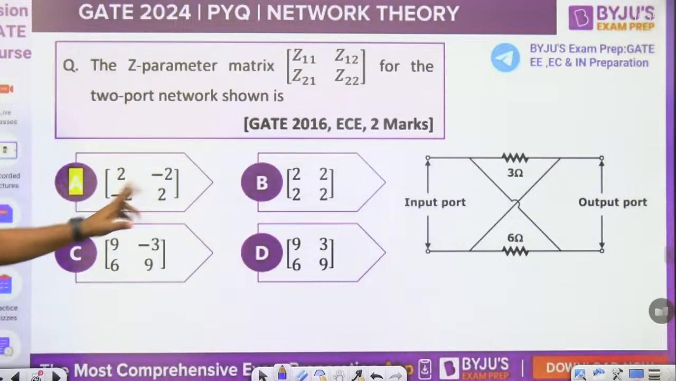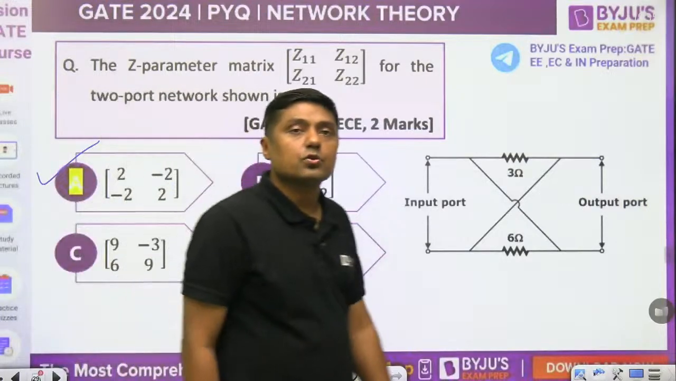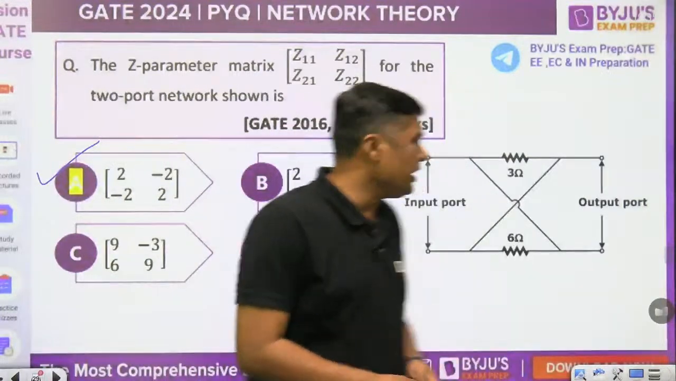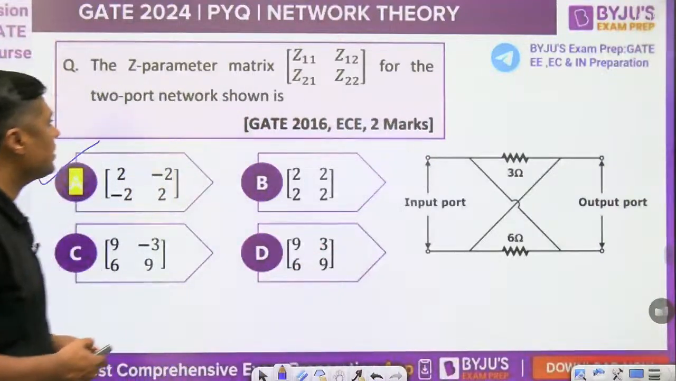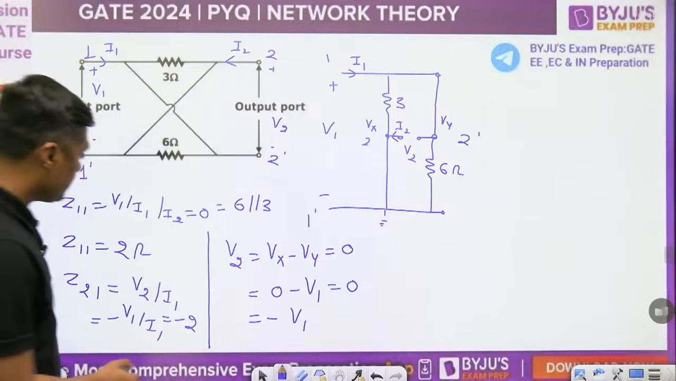This is minus 2 and that is 2. The answer is A. You can again redraw the diagram, same thing. I am just giving you the hint. Redraw the diagram for the next one. You can take here.